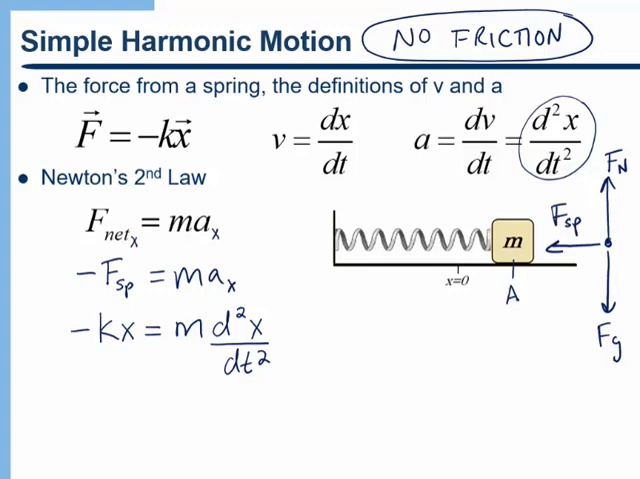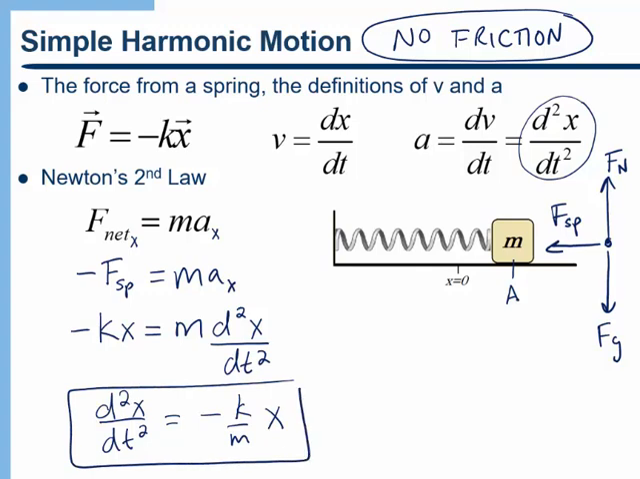And so this is the equation that we want to solve. I'm going to rewrite it a little bit. I'm going to write the second derivative of position with respect to time is equal to negative k over m times x. So we want to solve that for x.